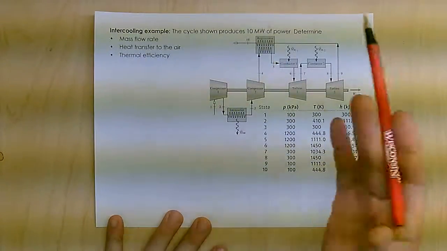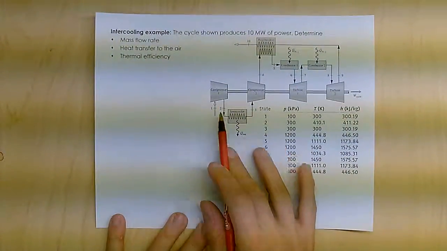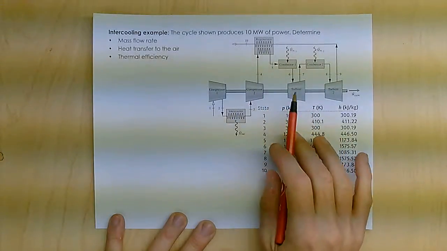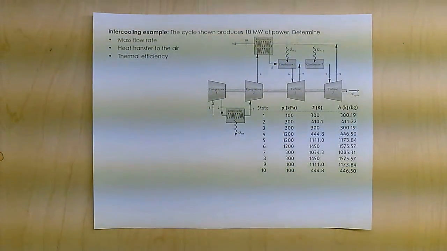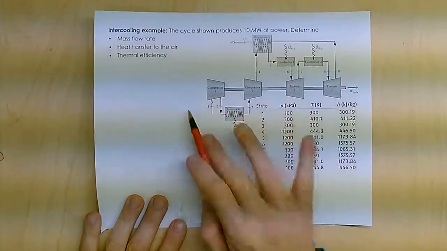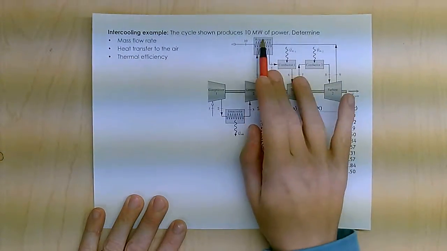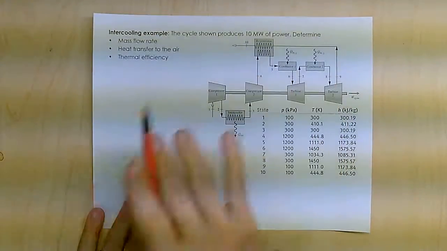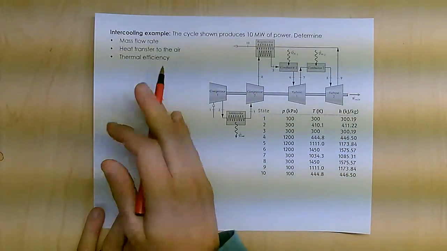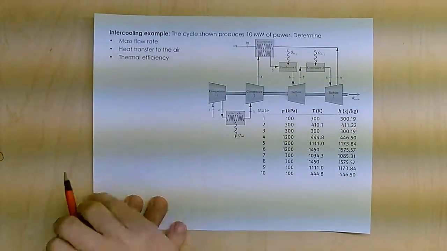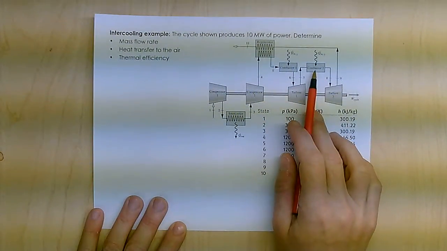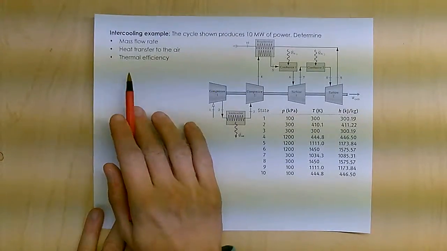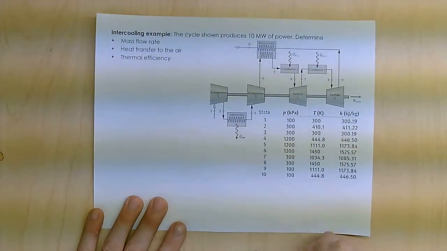What I've got here is a Brayton cycle with intercooling, a regenerator, and a reheat. So we've got a lot of things going on here. The cycle produces a net of 10 megawatts of power. I want to find the mass flow rate, the heat transfer, I've got two heat transfers here, Q-ins basically, and then the total thermal efficiency.